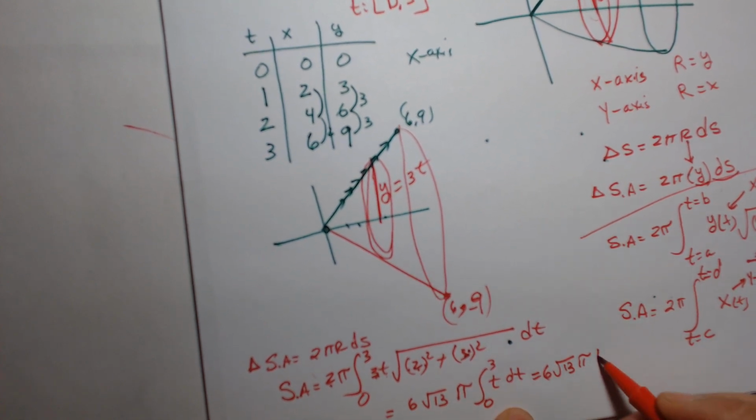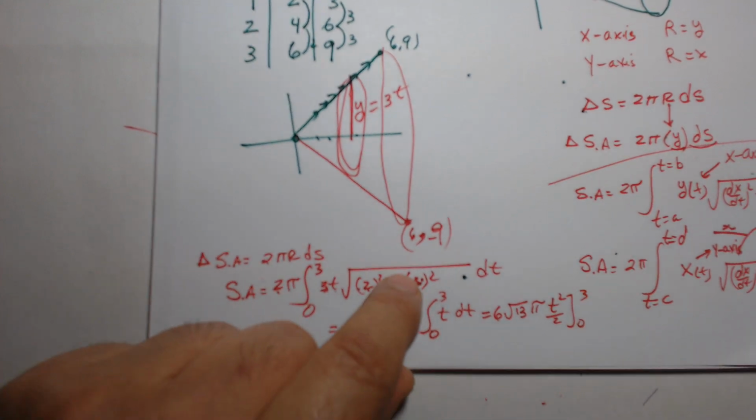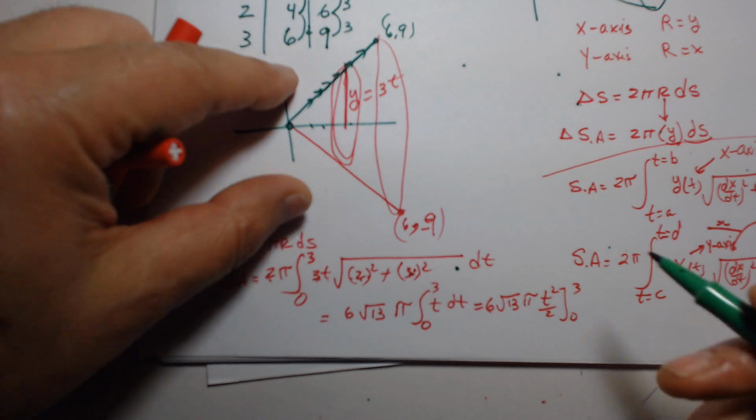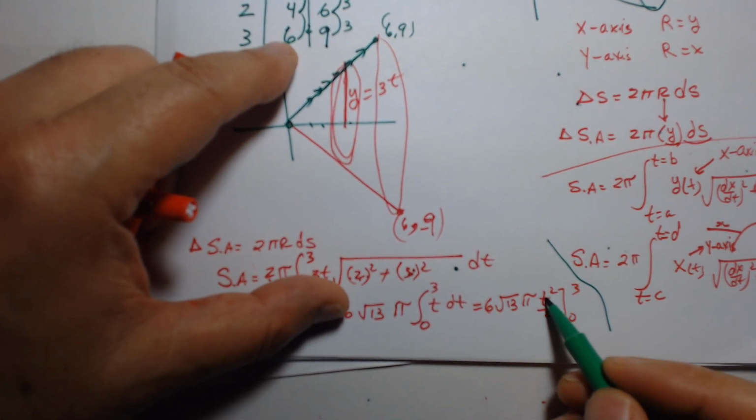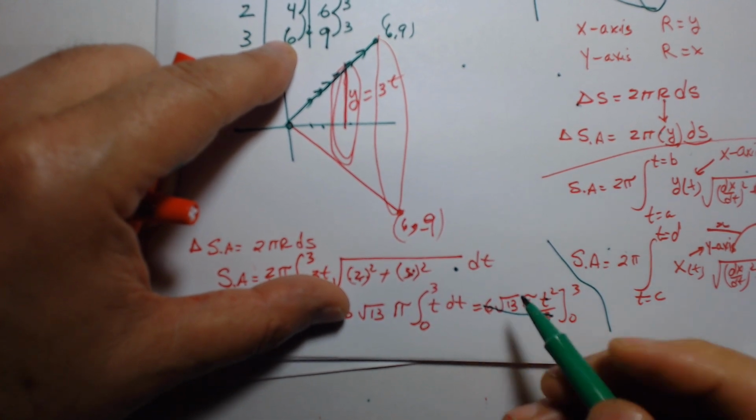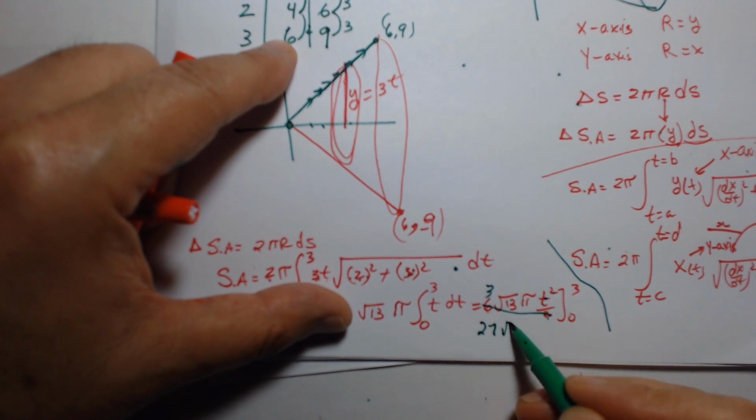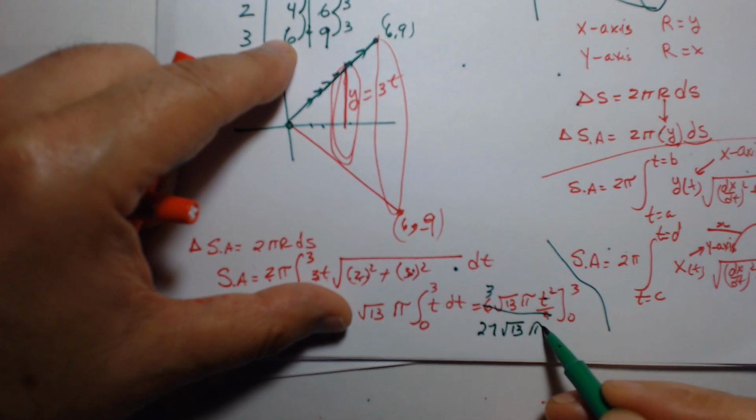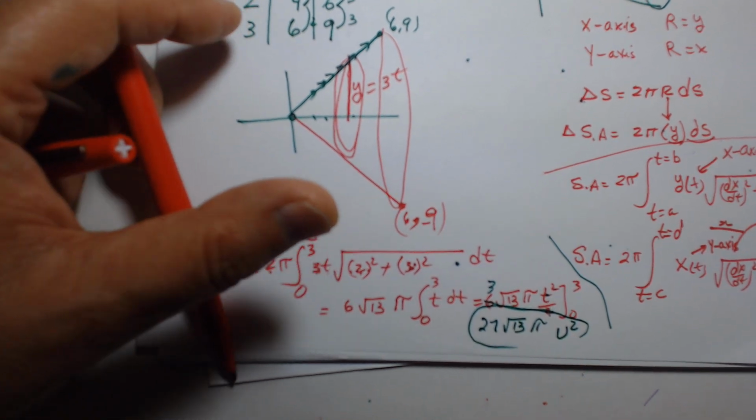When you integrate that, it becomes 6 square root of 13 pi times t squared over 2 from 0 to 3. And the answer for that is nothing except 9 over 2. But 6 over 2 is 3. You have 3 times 9 is 27, the square root of 13 pi. Square units, because that's the surface area.